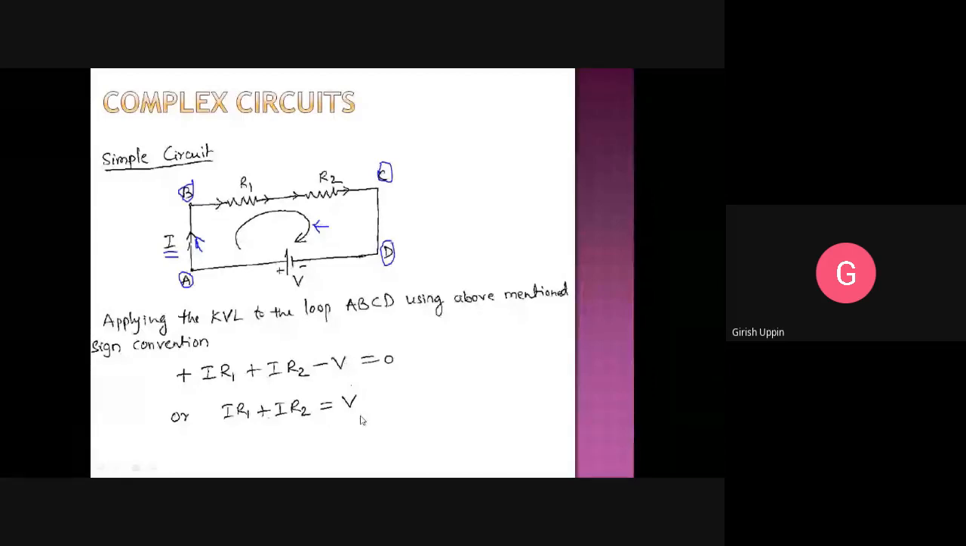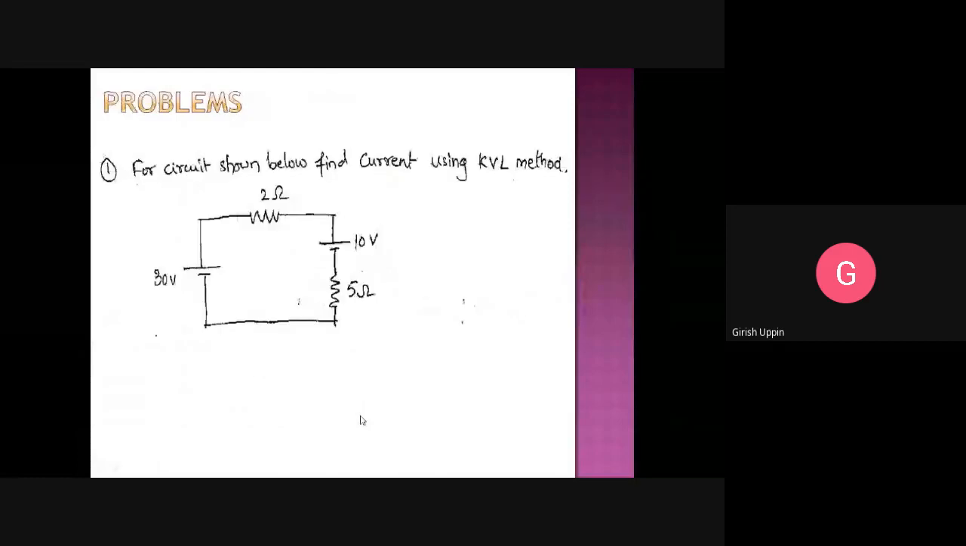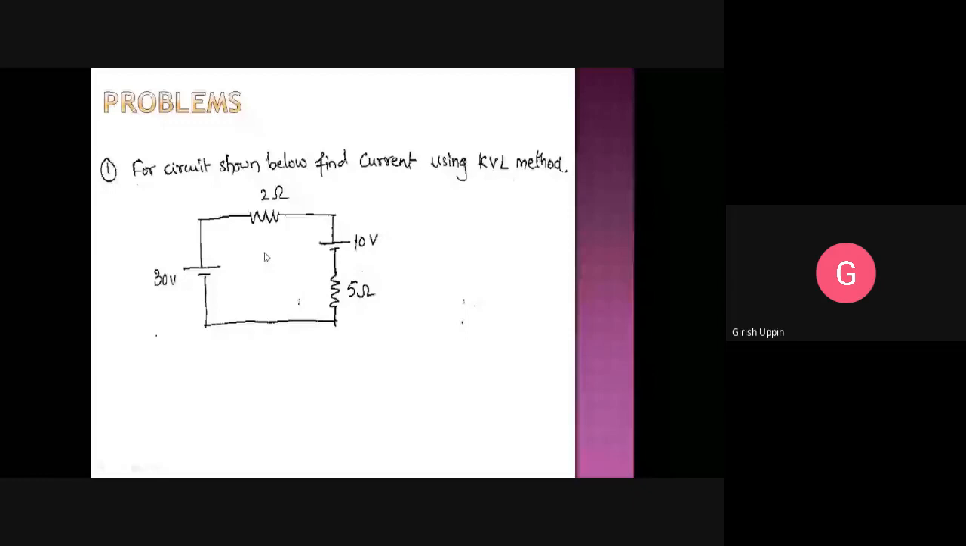This circuit, I think I have given as homework. This is a simple circuit. We can do it using Ohm's law. And what we have to find is the current. So there is only one current here. That's why this particular resistor is connected in series with this resistor. So 2 plus 5, 7 ohm.